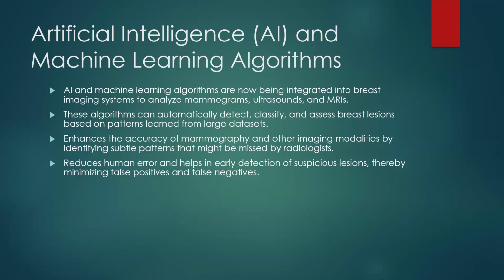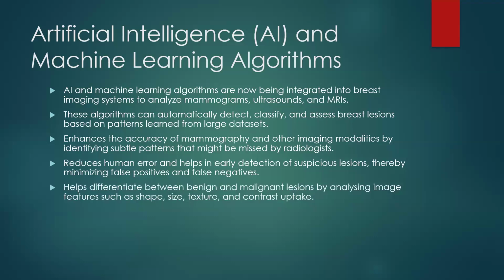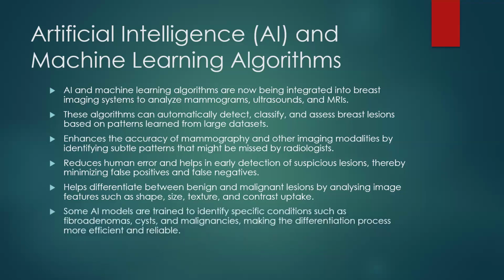Actually, in this case, an expert radiologist. It reduces human error and helps in early detection of suspicious lesions, thereby minimizing false positives and false negatives. It helps differentiate between benign and malignant lesions by analyzing image features such as the shape, size, texture, and contrast uptake. And some AI modules are trained to identify specific conditions such as fibroadenomas, cysts, and malignancies, making the differentiation process more efficient and reliable.